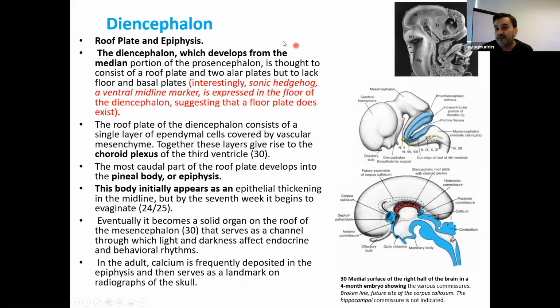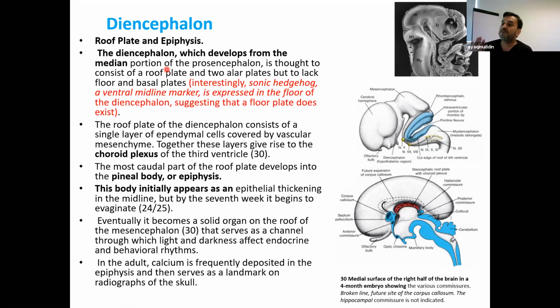So the diencephalon, which develops from the median portion of the prosencephalon, is thought to consist of the roof plate and two alar plates. The roof plate of the diencephalon consists of a single layer of ependymal cells covered by the vascular mesenchyme. Together, these are going to give rise to the choroid plexus of the third ventricle.